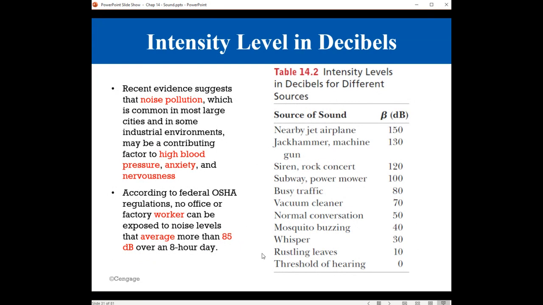In this table, we see the intensities for some common sounds, like nearby jet airplane, 150 decibels, machine gun or jackhammer, both of them, 130 decibels, siren or rocket concert, 120 decibels, subway, power mowing machine, 100 decibels, busy traffic, 80 decibels, vacuum cleaner, 70 decibels, normal conversation, 50 decibels, mosquito buzzing, 40 decibels, whispering, 30 decibels, rustling leaves, 10 decibels, and the threshold of hearing is 0 decibel.